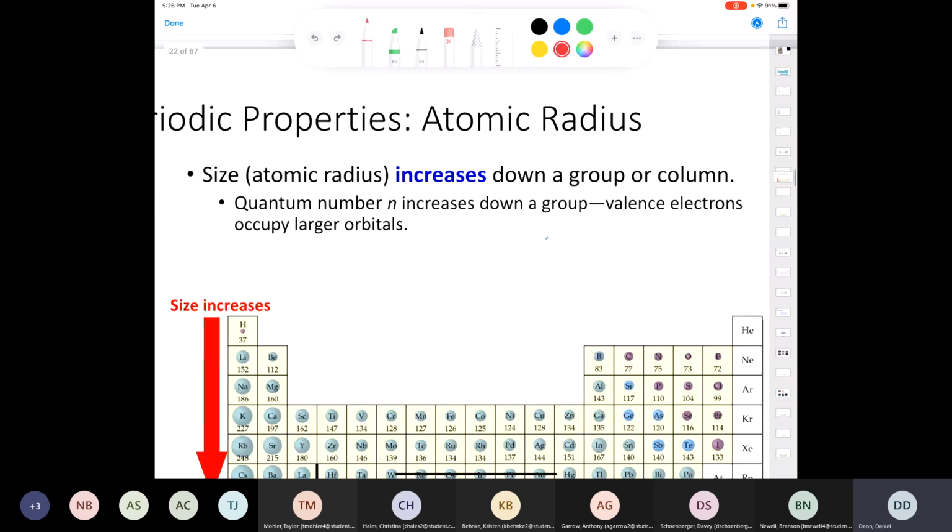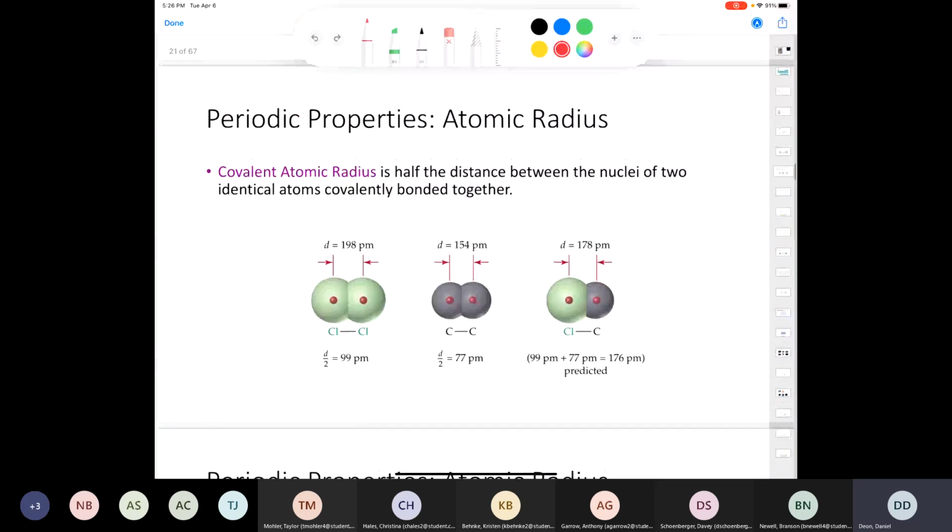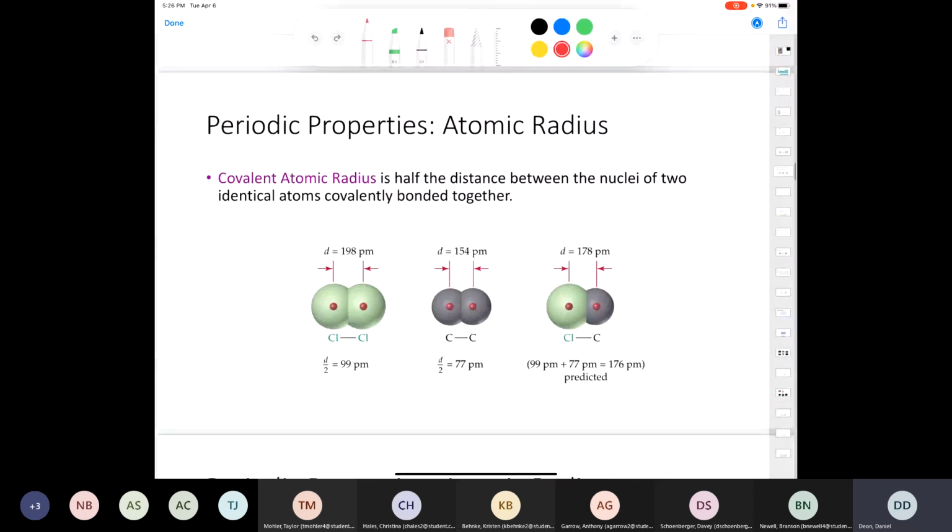Well, let me just back up and cover what's in this slide here, because you might be wondering, how do you measure the size of an atom? It's actually difficult to define the size of an atom because size is where 90% of the electron density is found around the nucleus, right? When we covered atomic orbitals, we discussed that.